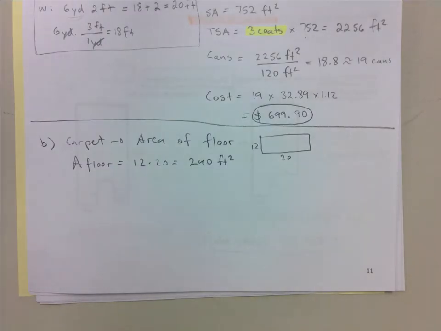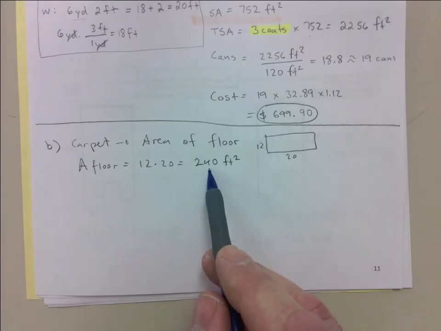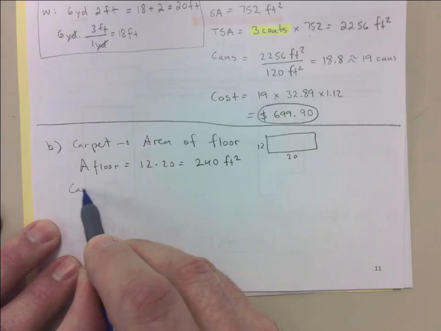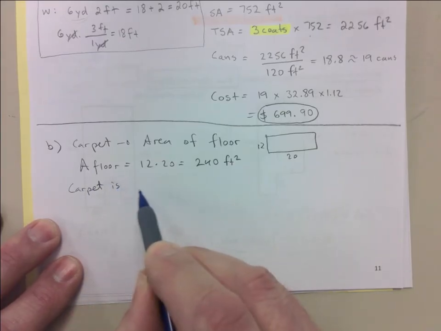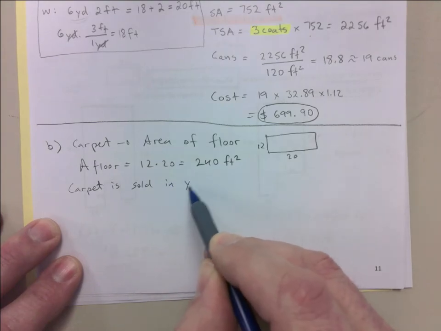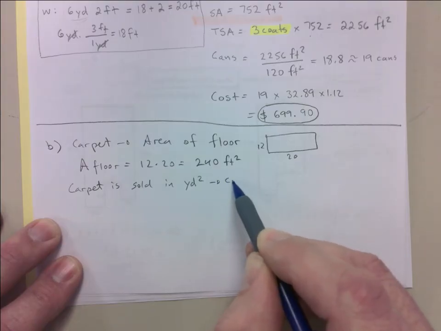What is my carpet sold in? Yards, right? Squared yards? Uh-oh. Can I just divide this by 1 squared yard? I can't, right? So I need to convert. So I'll say this. Carpet is sold in squared yards. Okay? Therefore, convert.